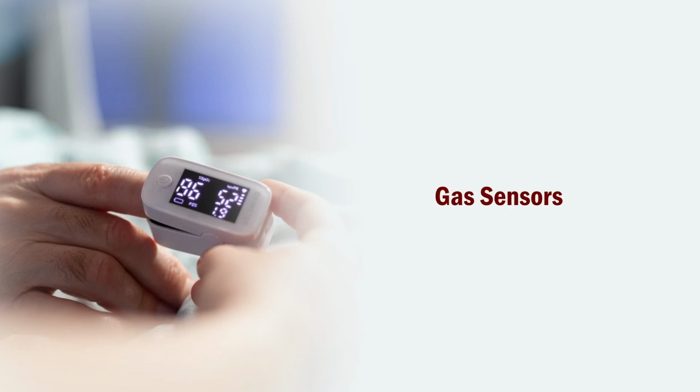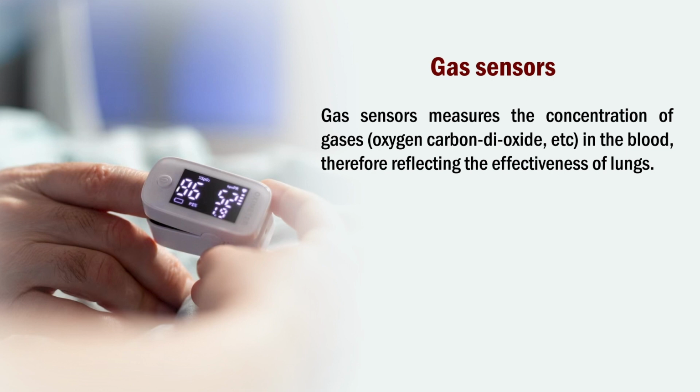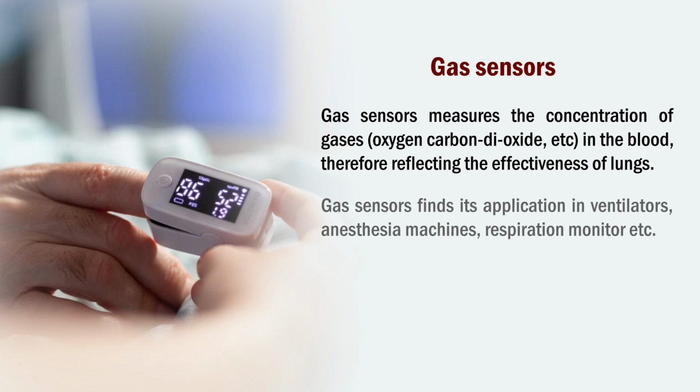Now, in this section, we will discuss gas sensors. Gas sensors measure the concentration of gases like oxygen, carbon dioxide, etc. in the blood, therefore reflecting the effectiveness of the lungs. Gas sensors find application in ventilators, anesthesia machines, respiration monitors, etc.